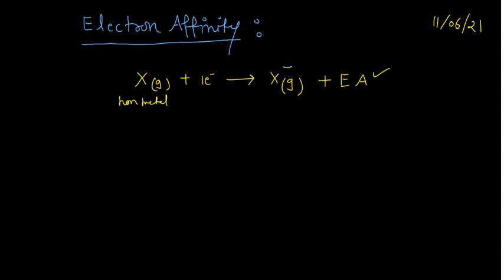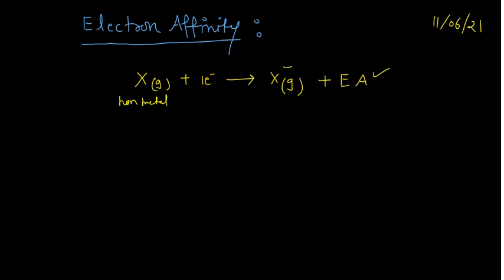The simple thing is that atoms which can readily accept electrons have a high electron affinity, and atoms which are reluctant to accept electrons have a low electron affinity. This is very, very important.